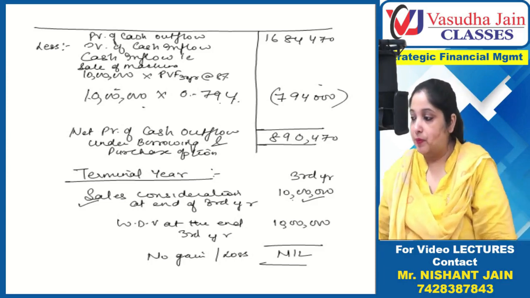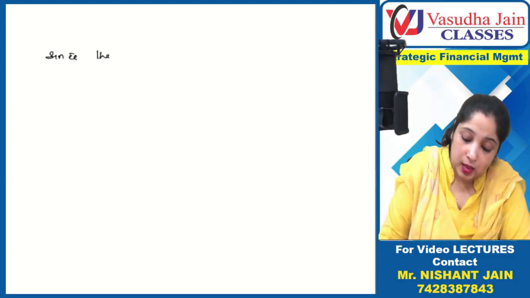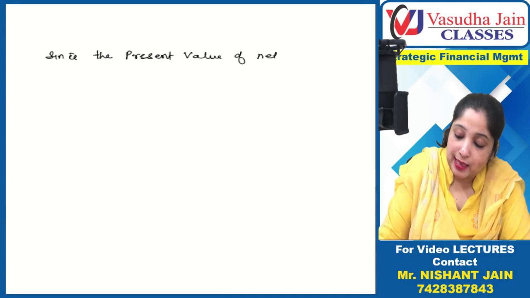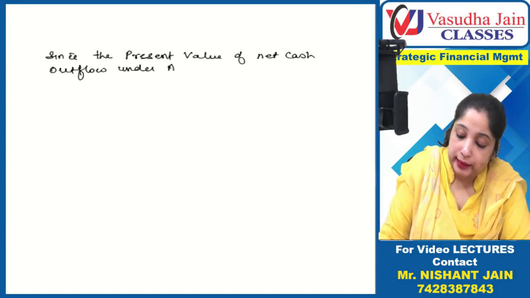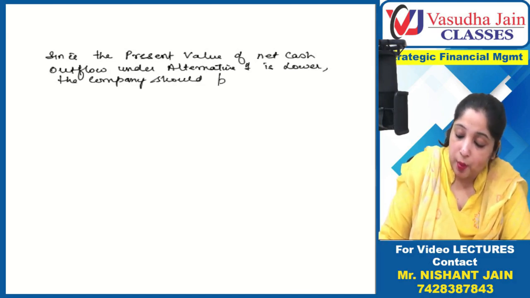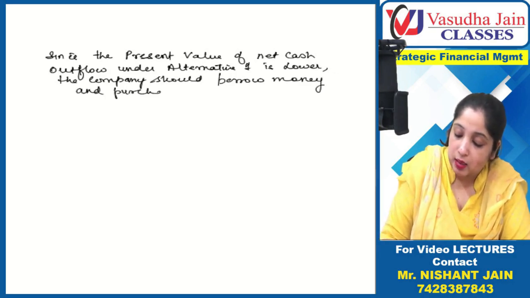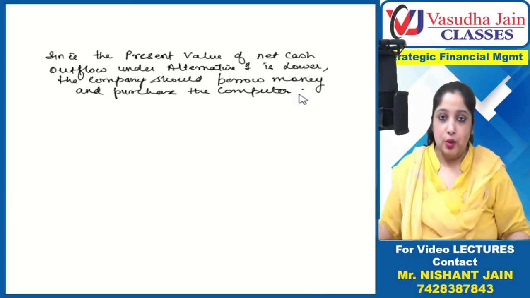Since the present value of net cash outflow under alternative 1 is lower, the company should borrow money and purchase the computer. Now this is the conclusion, you have understood.